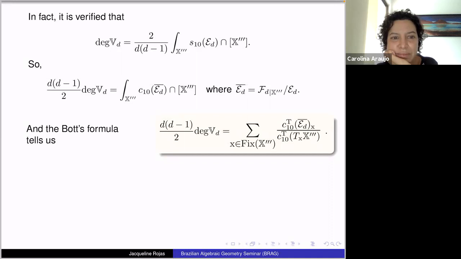And then you will remember the Bott formula. We can say that the degree will be computed by the sum of this quotient. In the numerator, you compute the equivariant Schubert class, the torus equivariant Schubert class of the E_D bar quotient, by the torus equivariant Schubert class of the tangent space at its point, at its fixed point of X triple prime. Okay.